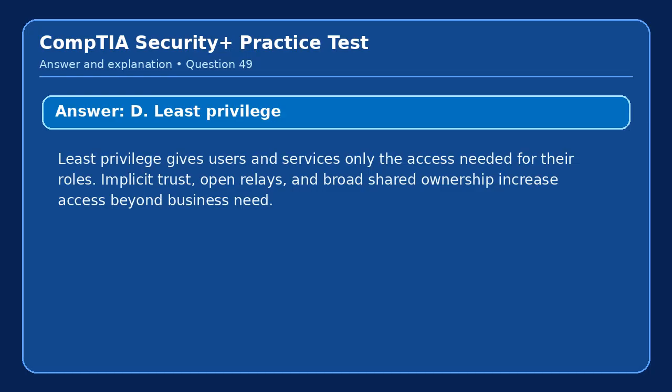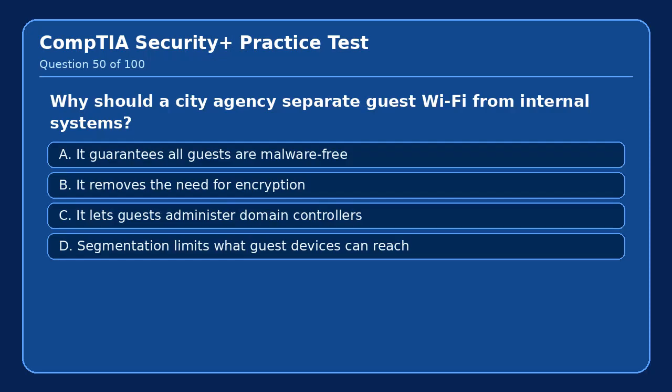Question 51. After malware is detected on a laptop at a research lab, which immediate containment step is appropriate? A. Connect it to every file share for testing. B. Quarantine the device from the network. The answer is B. Quarantine the device from the network.